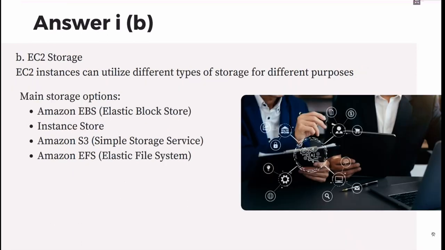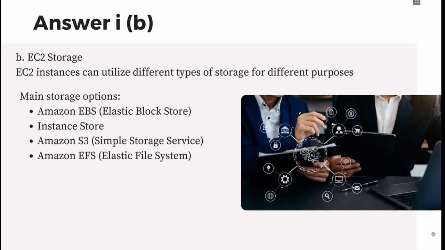Okay, for B, EC2 storage. An EC2 instance can utilize different types of storage for different purposes. So here are the main storage options. There are 4 of them. The first one is Amazon EBS, or Elastic Block Store. The second one is Instance Store. The third one is Amazon S3, which is Simple Storage Service, and the fourth one is Amazon EFS, or Elastic File System.